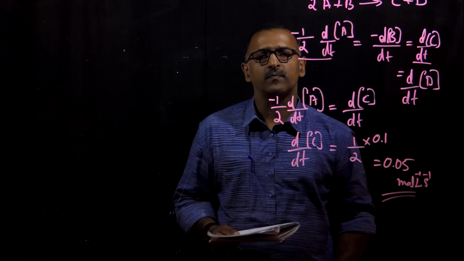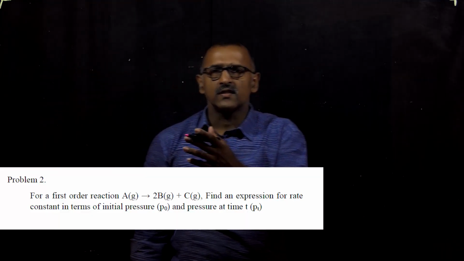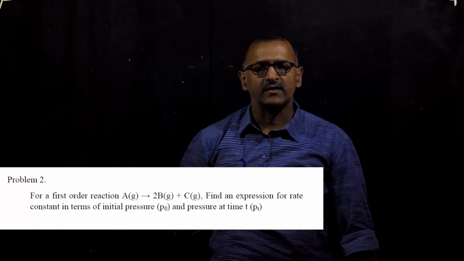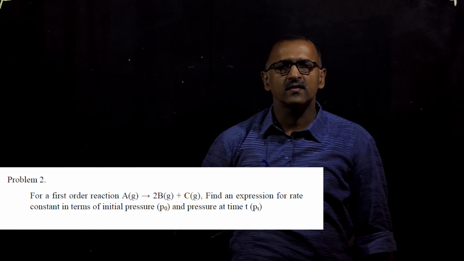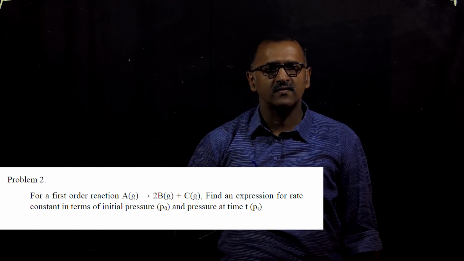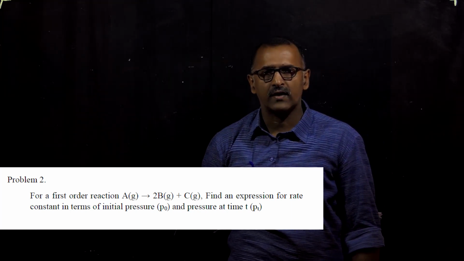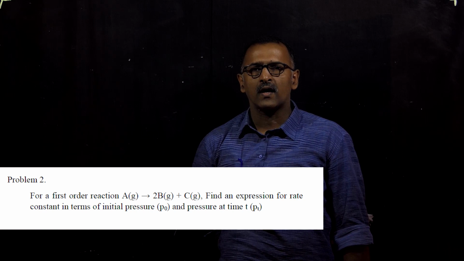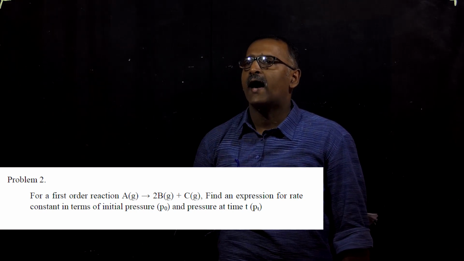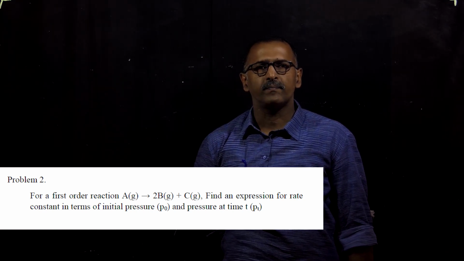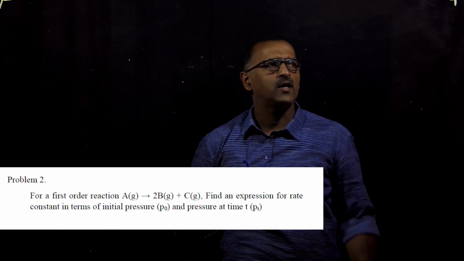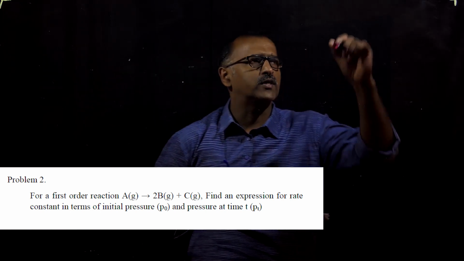A very simple problem. Thank you. Our second problem is on the rate of reaction itself, but it is for a gaseous reaction. So we can see the problem for a first order reaction. A in the gaseous phase giving you 2B plus C, all are in the gas phase. Find an expression for the rate constant in terms of initial pressure P0 and final pressure at time t, which is P. So let us try to solve this equation.